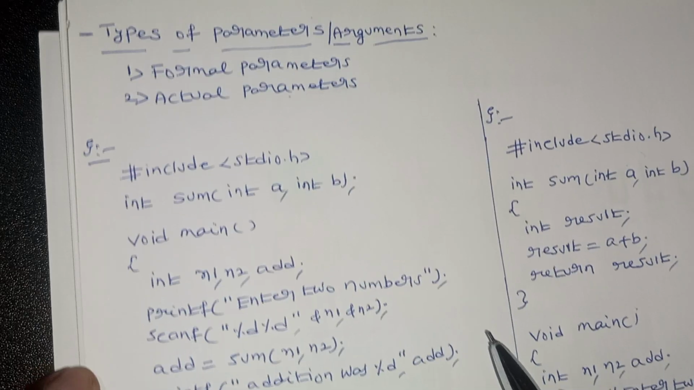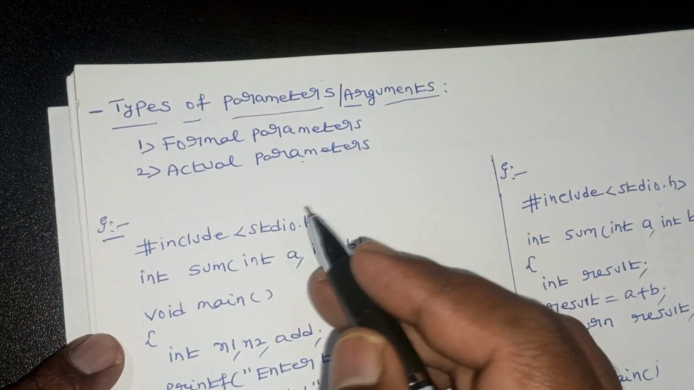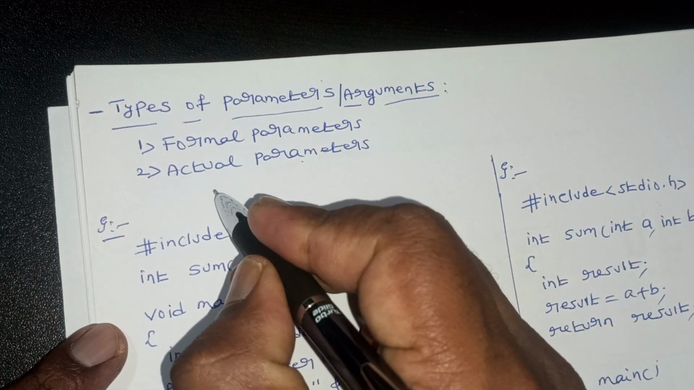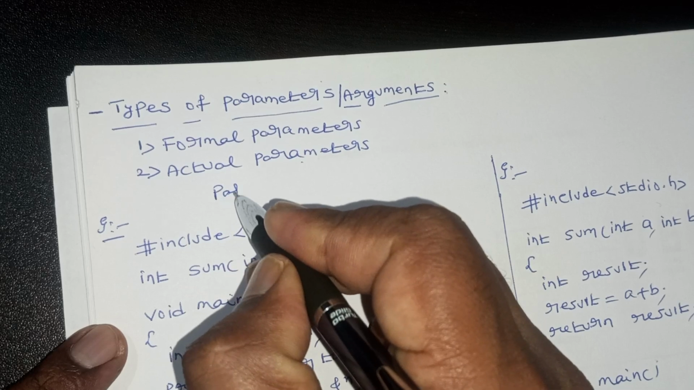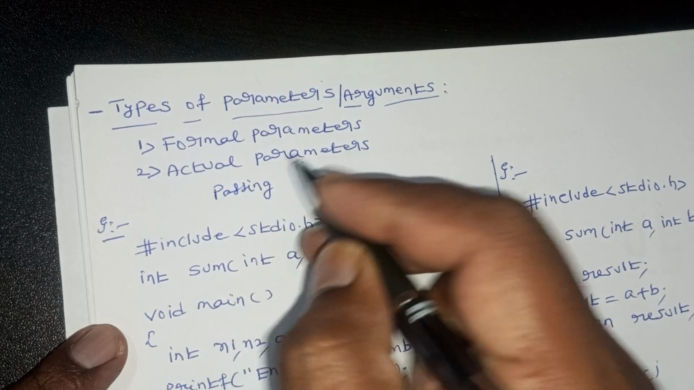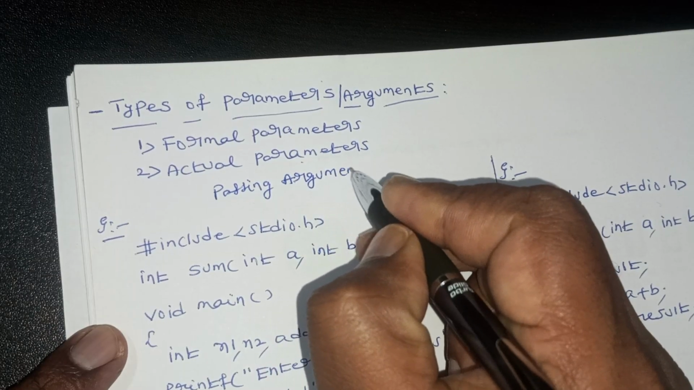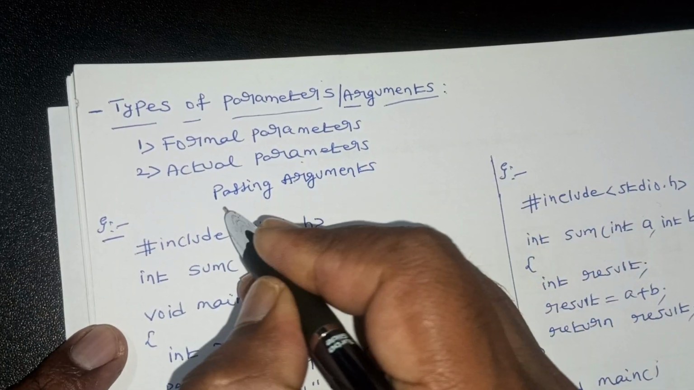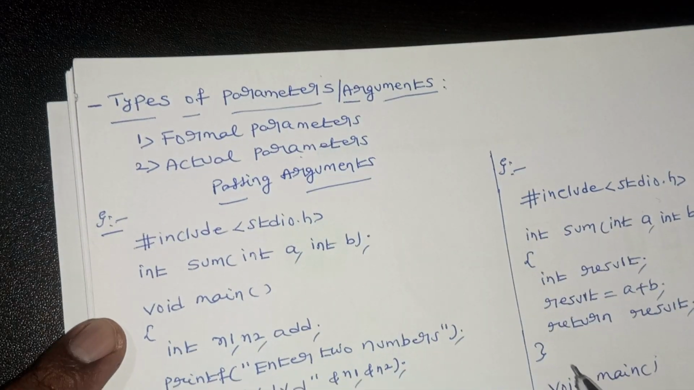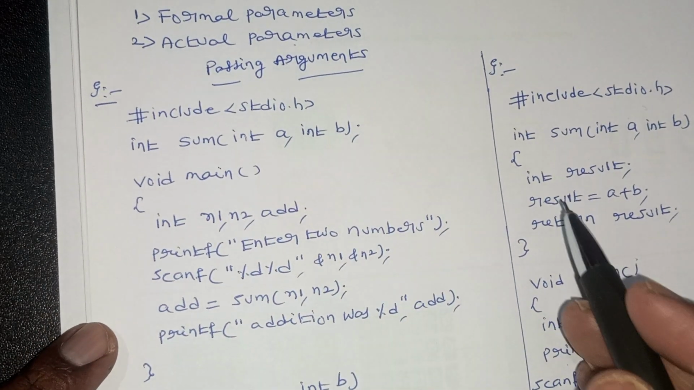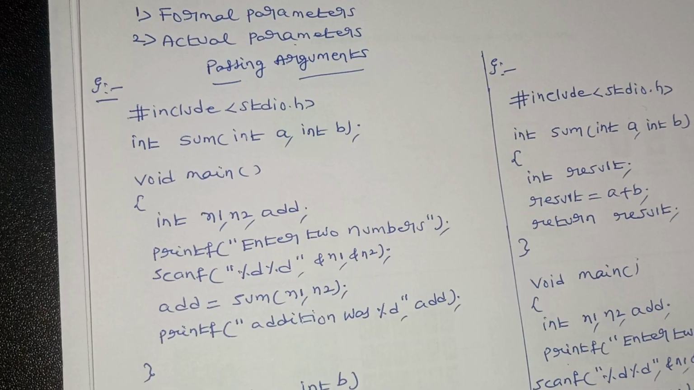So generally, the main concept is passing arguments. Okay, this is what passing arguments means. Now we will see. First of all, we'll take a small example: addition of two numbers.